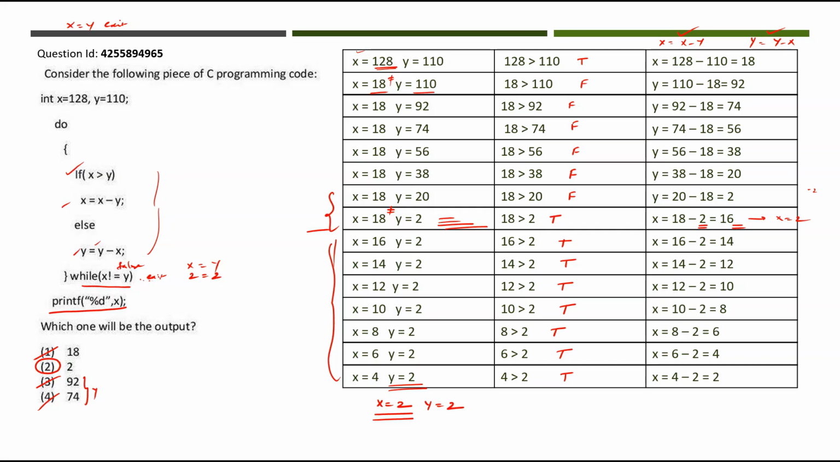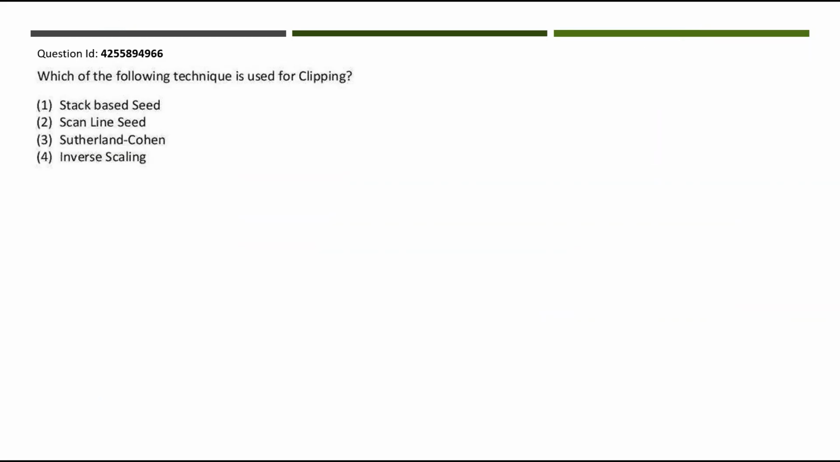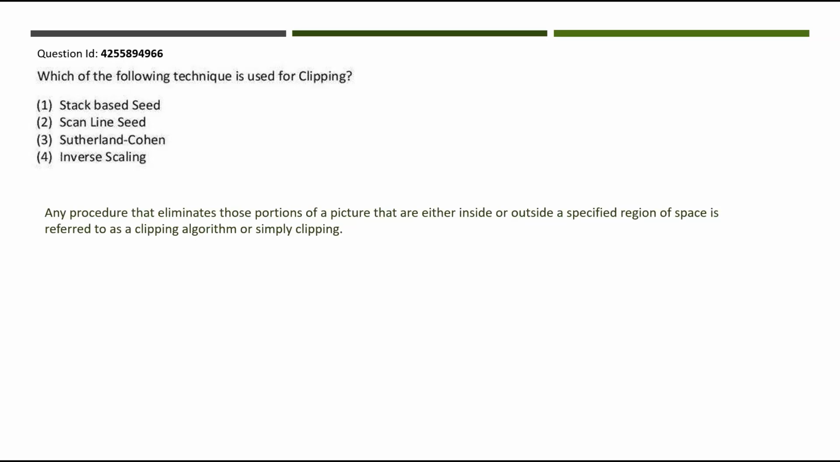Next question. Which of the following technique is used for clipping? This is from computer graphics. Based on the name, I think you can mark option 3 to be the right answer, because you could have come across this name in some previous year question papers. Any procedure that eliminates those portions of a picture that are either inside or outside a specified region of space is referred to as clipping algorithm or simply clipping.